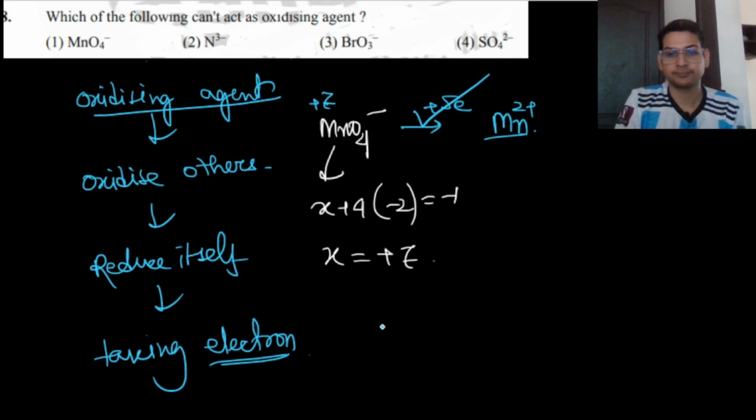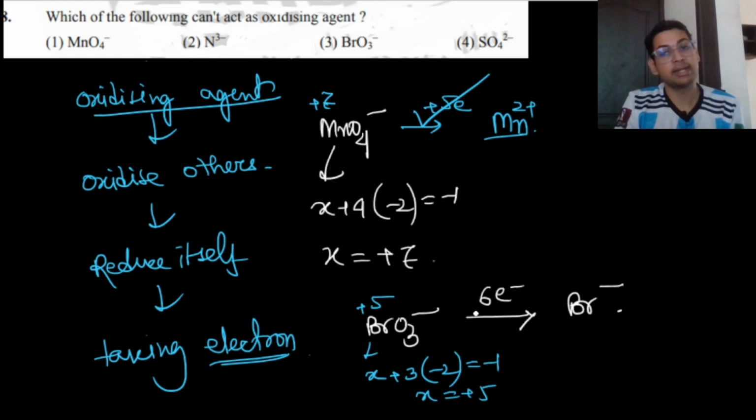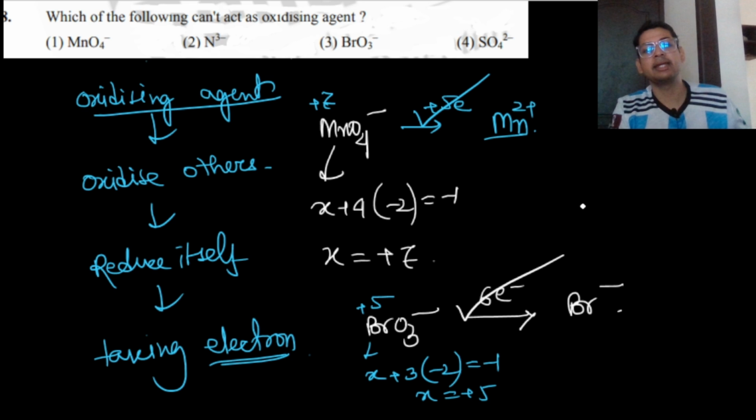Okay, very good. Now come to BrO3 minus. I hope you know Br here is in the +5 oxidation state. No sir, I don't know. No problem. Do Br, X plus 3 into oxygen -2, equal to -1, so X equals +5. Can it take electrons? It can take 6 electrons and go to Br minus. Definitely it can take electrons.